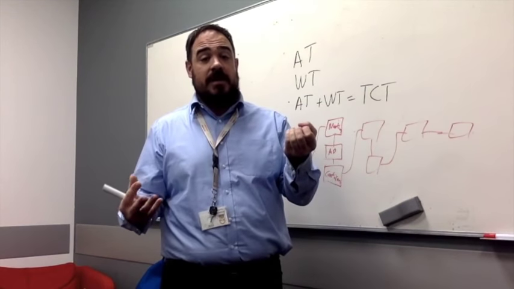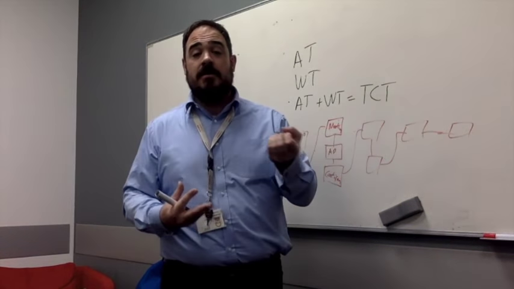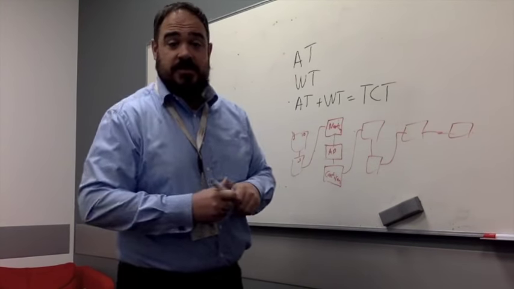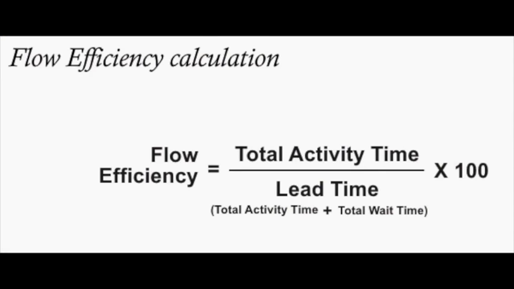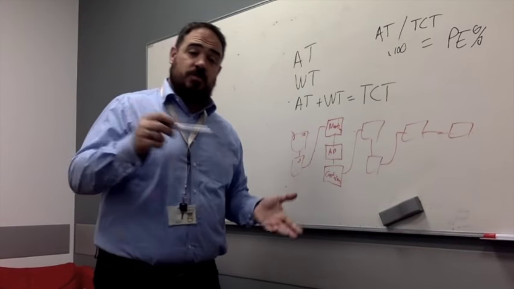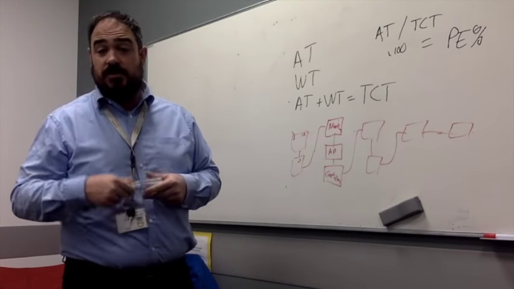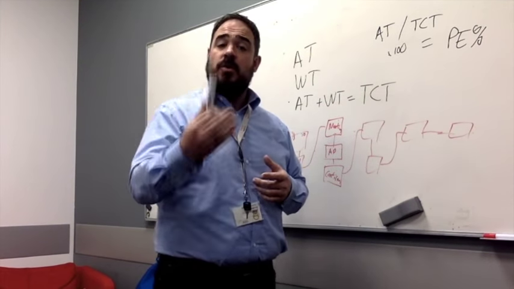So the more wait time in a process or an activity, the less efficient it is. The way that we calculate that is we take our activity time divided by our total cycle time, multiply that by 100 to give us our percentage, and that then equals our process or activity efficiency percentage. Most of our processes run under 20% efficiency, which means about 80% of the time is wait time.